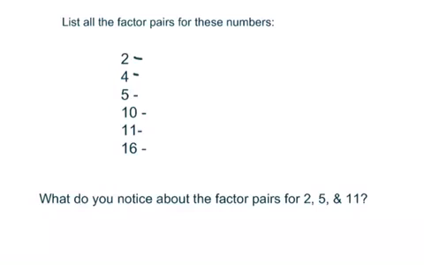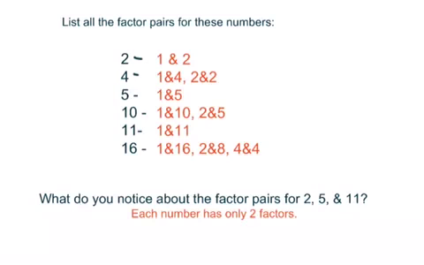So write these numbers down in your notebook, write out beside them any old way you want, but then make yourself a nice list of the factor pairs for these numbers. And then after you do that, think about what you notice about the factor pairs in particular for 2, 5, and 11. Jot this stuff all down in your notebook. When you have that done, come on back and go on to the next screen.